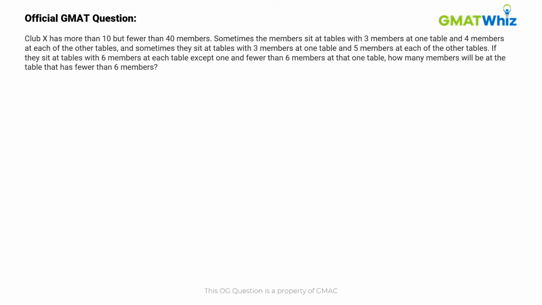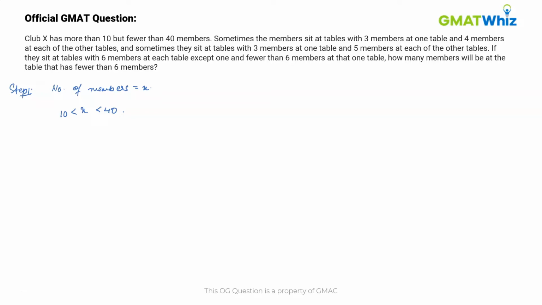In this question, we are given that a club X has more than 10 members but less than 40 members. So let's assume the number of members in club X to be equal to X. Then according to the first statement, X is greater than 10 but is less than 40. Now let's read the question ahead.